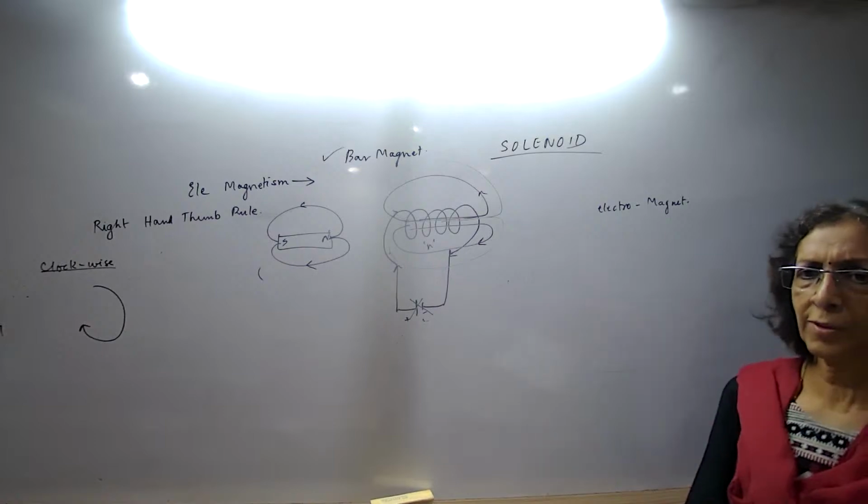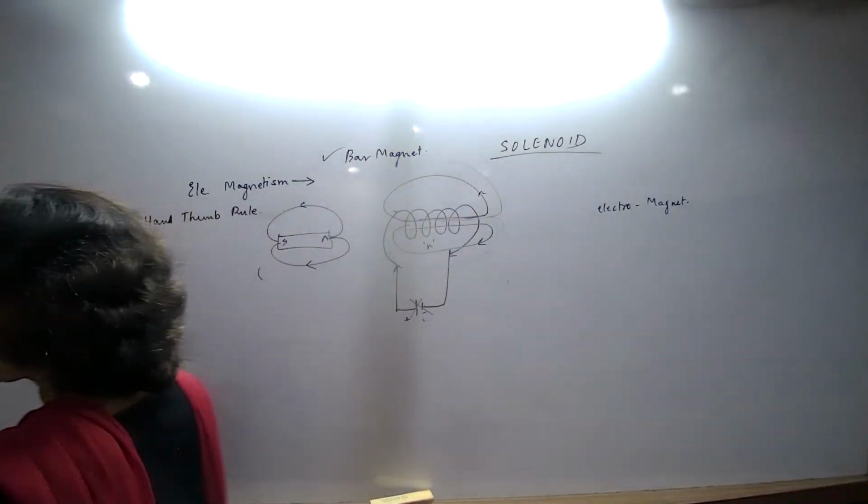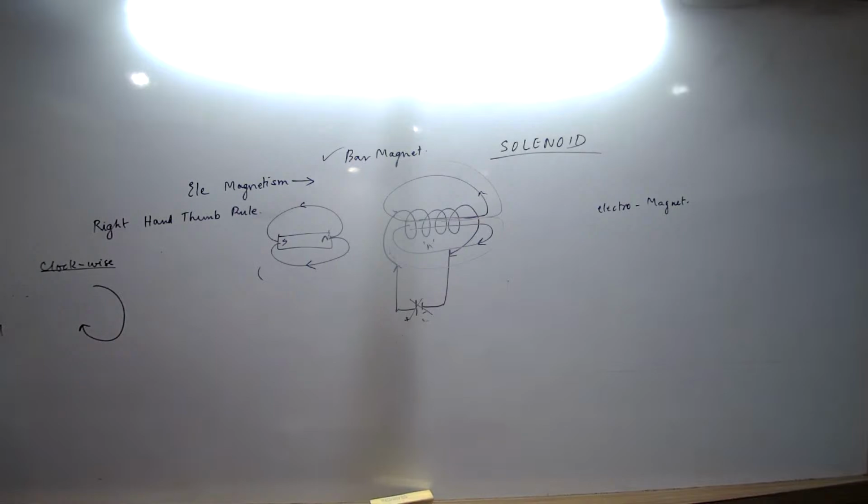Come on, write down. What are the characteristics? First point: a solenoid is a temporary magnet. Second point: it behaves like a bar magnet, having a north and a south pole, in brackets you can write it.